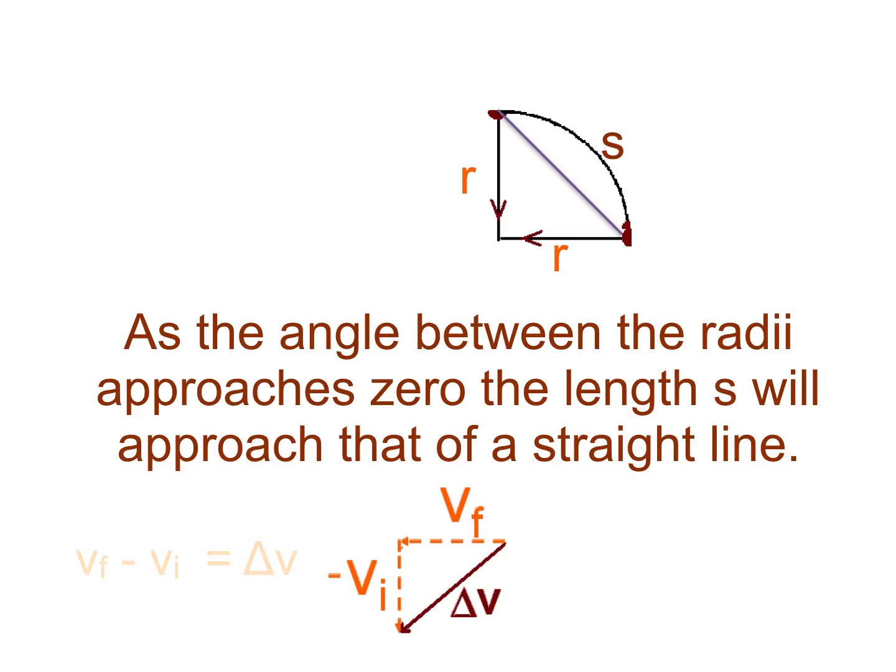Now, if we were to get the radii closer and closer, the angle between them getting closer and closer to zero, we'd see that the length of the arc that it travels will approximate eventually a straight line. So let's just make a big assumption and say that s is equivalent to a straight line.